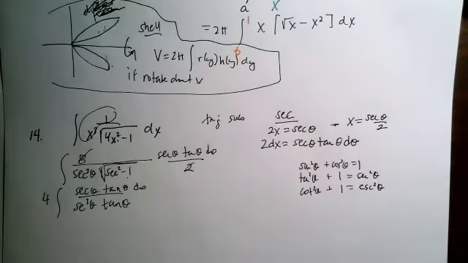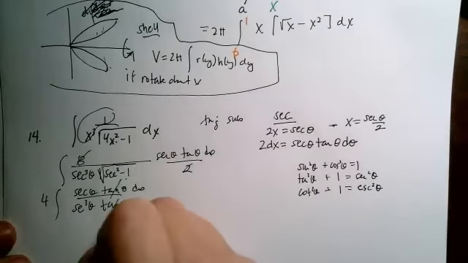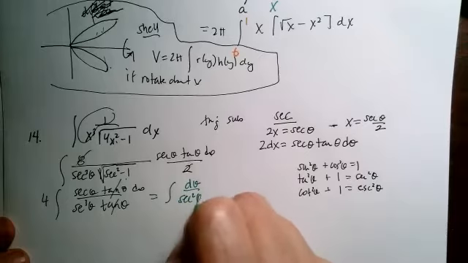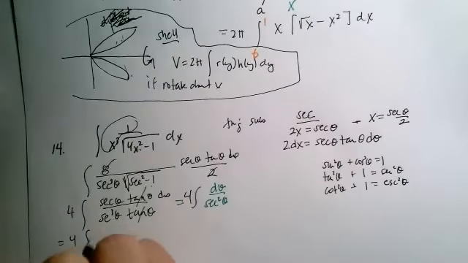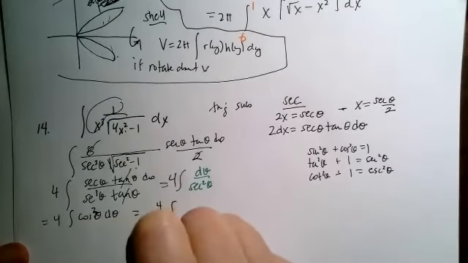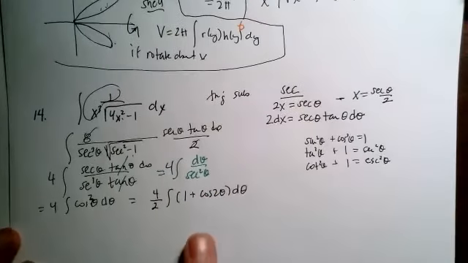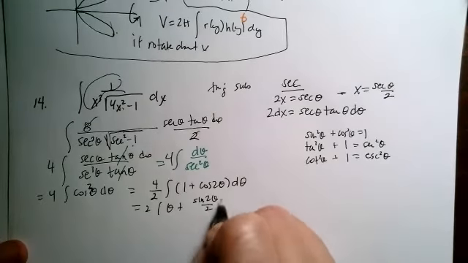All right, now what can we cancel out? The tans will cancel, and one of the secants will cancel, and we'll have d theta over secant squared. And what is 1 over secant squared? Cosine squared. So we'll have 4 cosine squared theta d theta. Now what's the identity? We're going to use the half angle. So we'll have 4 over 2, 1 plus cosine 2 theta d theta. And when we integrate that, we'll have 2 times theta plus sine 2 theta over 2.